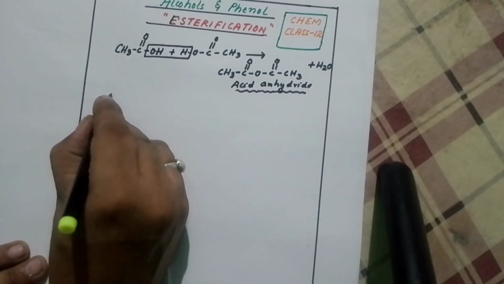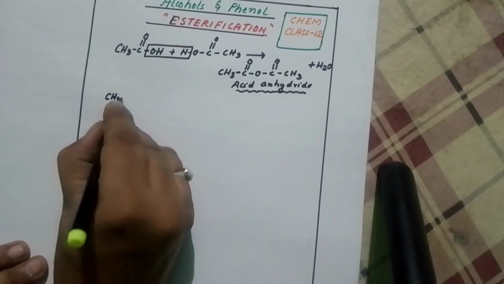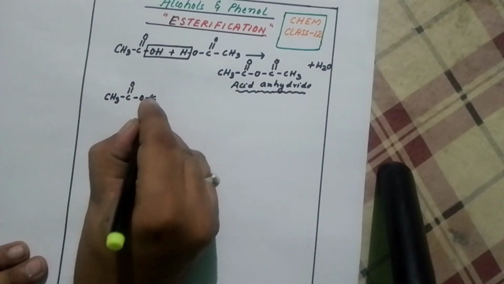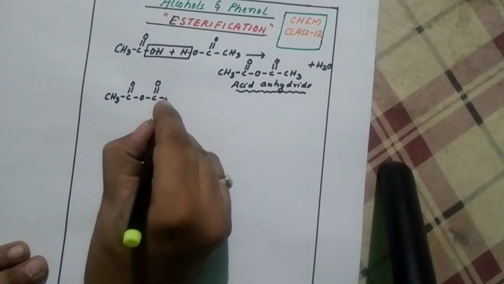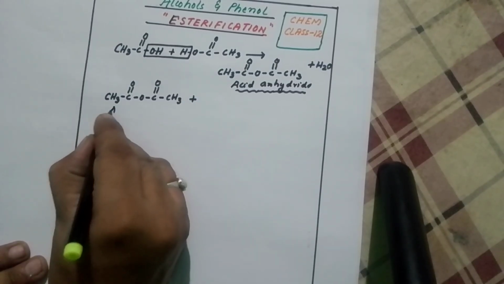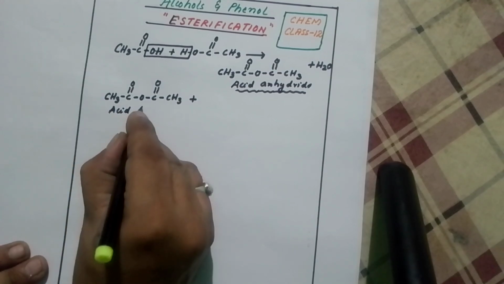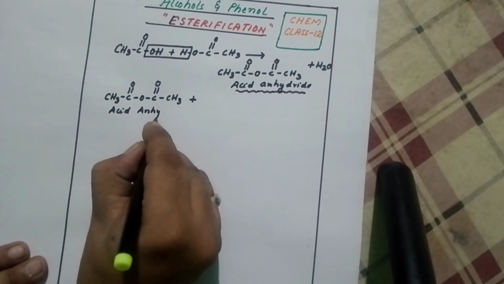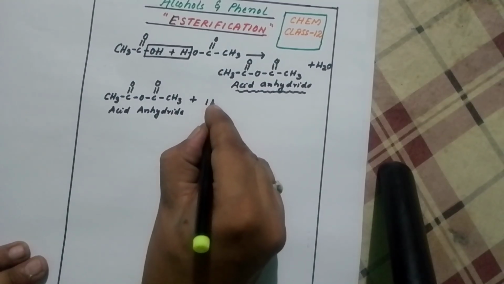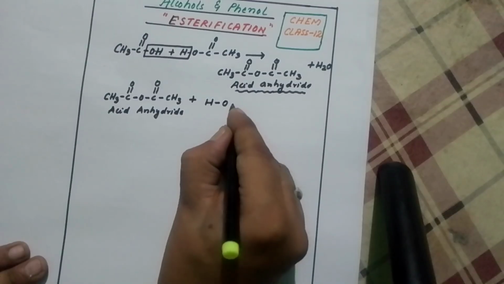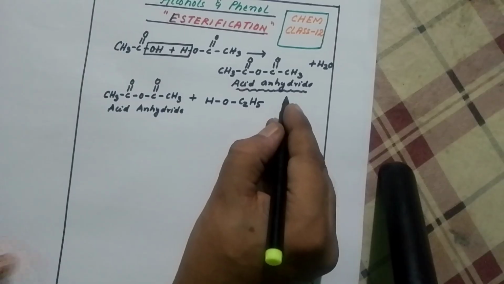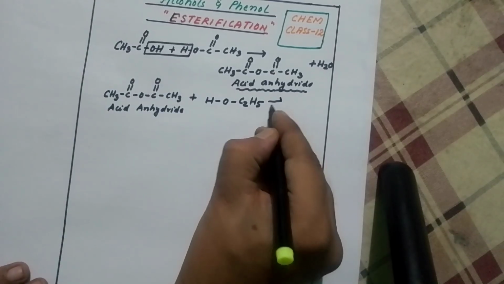Now we'll bring this one as a reagent, right? Acetic anhydride. Let's try to write. I'll write here once more, acid anhydride. Now change the alcohol orientation. Let's say ethanol. Ethanol, okay? And here the reaction is also reversible first of all.